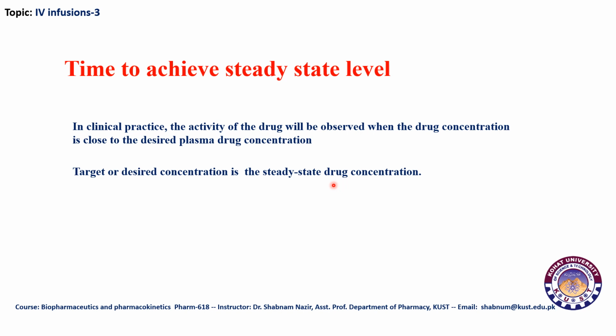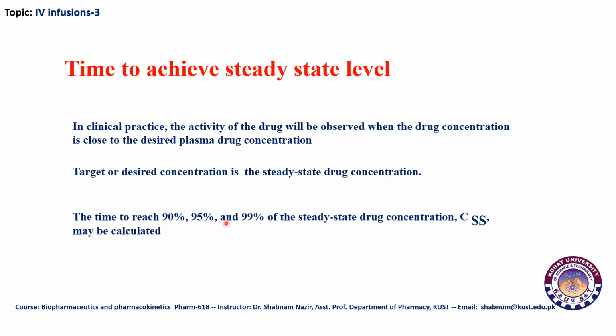The pharmacist or the healthcare practitioners are actually interested in this. So whenever we are talking about the targeted or desired concentration, we are not interested only in the concentration, but its maintenance for a certain set period of time, which is the steady state drug concentration we are talking about. The good news is that it can be assessed how long it would take to reach a certain level of steady state, like the time to reach 90%, 95%, and 99% of the steady state drug concentration can be easily calculated.